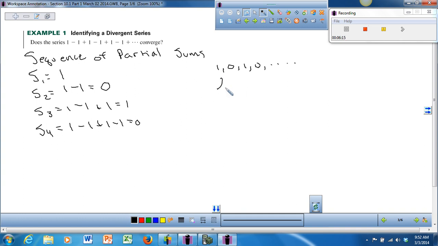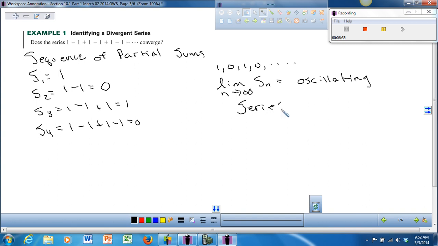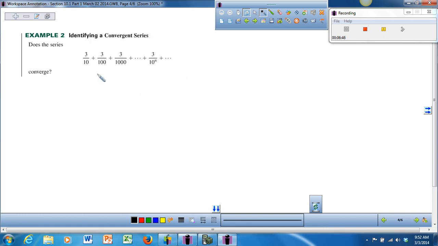Tell me about the limit as n goes to infinity of our sequence. It does not exist because of oscillation. This is oscillating. So, because there is no limit, our series would do what? Diverges. Okay? All right, let's try one more. On this one, does the series 3 tenths plus 3 hundredths plus 3 thousandths and so on converge? So let's make our sequence of partial sums.